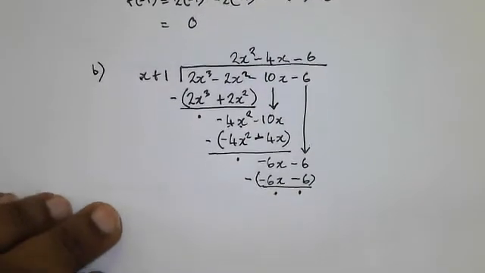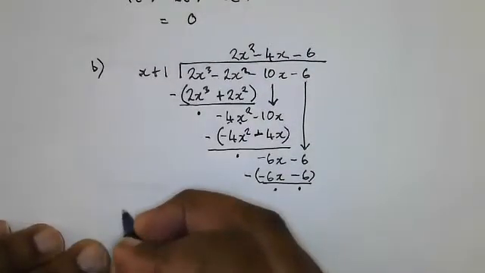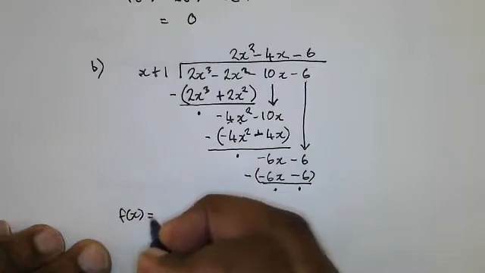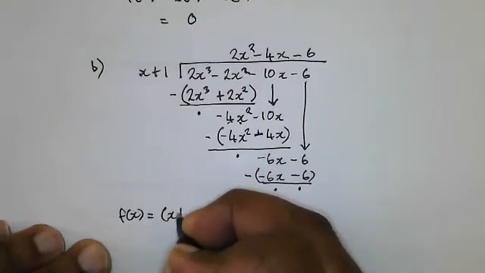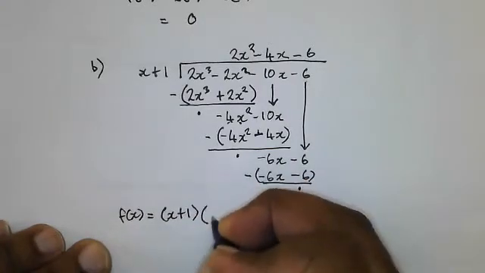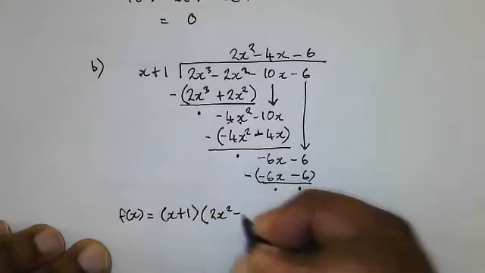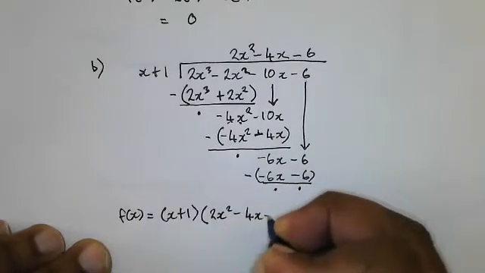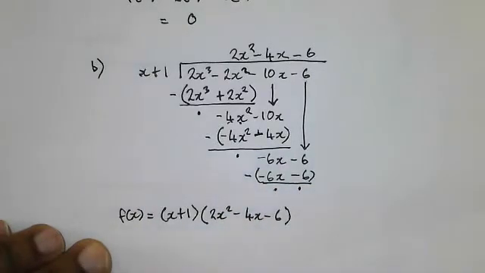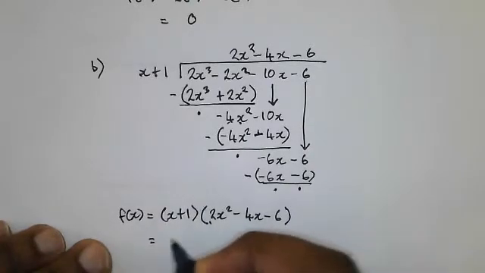So what we've just done is to show that our expression can now also be written as f of x is equal to x plus 1 times 2x squared minus 4x minus 6. Looking at 2x squared, 4x, and 6, can't we factor out a 2 there? I think we can, right? So let's take out a 2.